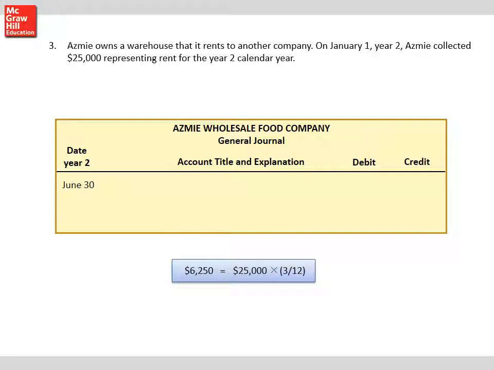So $6,250. Oh, hold on one second. Oh, I'm sorry, for the year 2 calendar year. I thought it was for a 2-year. Okay, I apologize for that. It's really a 12 month. So 25,000 divided by 12, and then multiply that by 3. So 6,250 would be debited to the liability account, unearned or deferred rent revenue, and then credit rent revenue 6,250, because that portion of it has now been earned by the company and can be recorded as revenue.